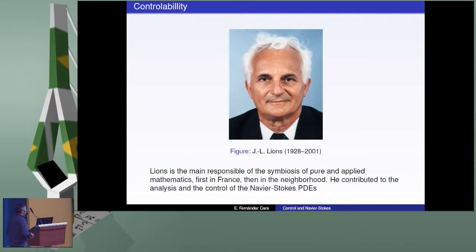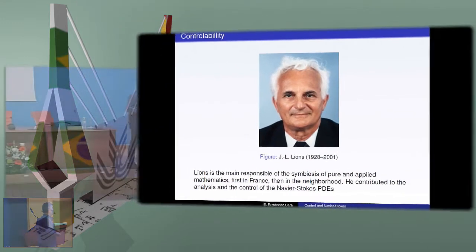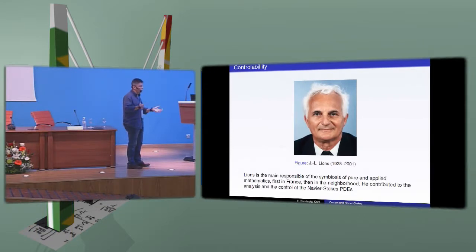I'm going now to present another problem, a second problem that concerns controllability. This is Jacques-Louis Lions's. Controllability and Navier-Stokes are intimately linked to Jacques-Louis Lions.